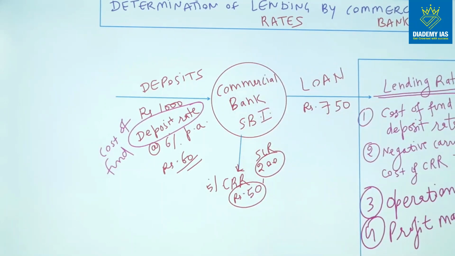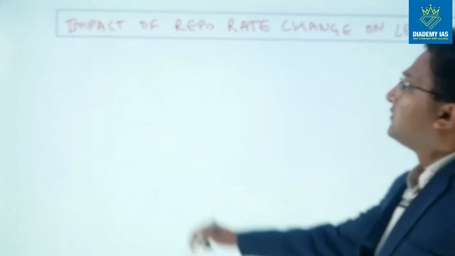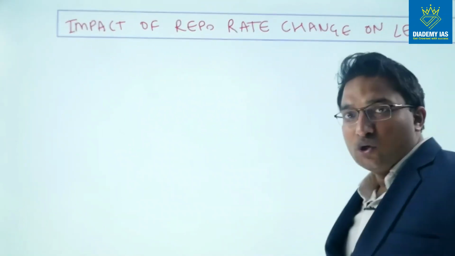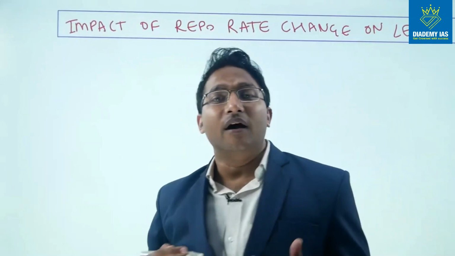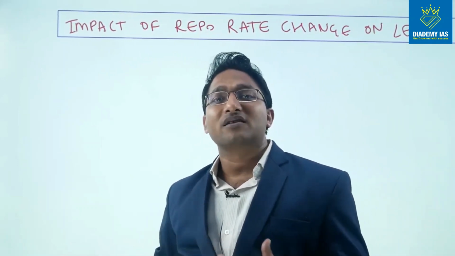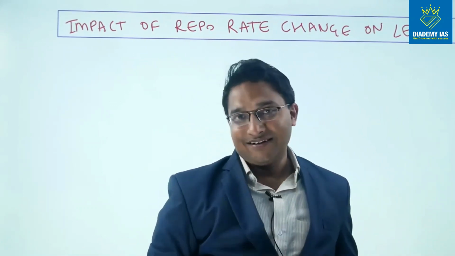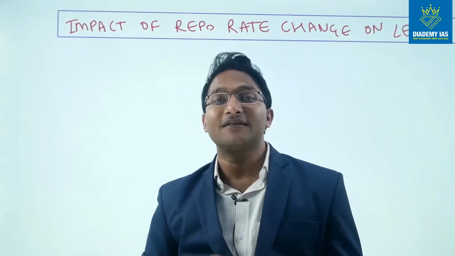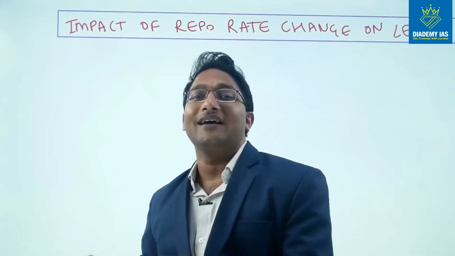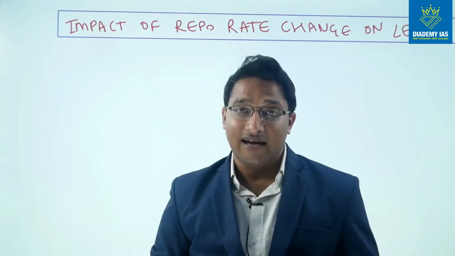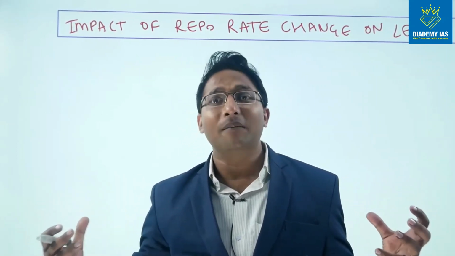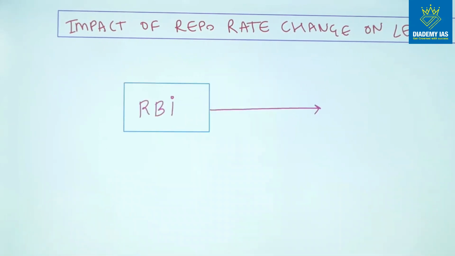Now next thing, let us discuss the impact of repo rate change on the lending rate. So we usually hear that RBI decrease the repo rate and consequently the commercial bank decrease the lending rate, or vice versa. That means RBI increase the repo rate and the banks also increase the lending rate. So repo rate and lending rate, both of them are having some linkage.